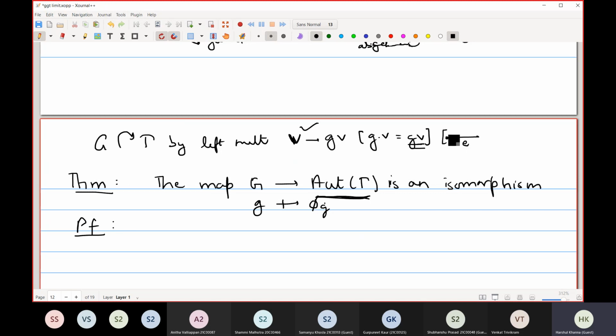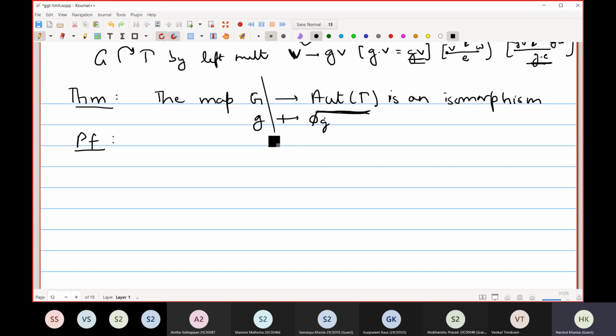So suppose this was E, it was connecting V and W. Then G dot E is connecting GV and GW. So there exists a unique edge between V and W. There exists a unique edge between GV and GW. So this G dot E is the unique edge between GV and GW.